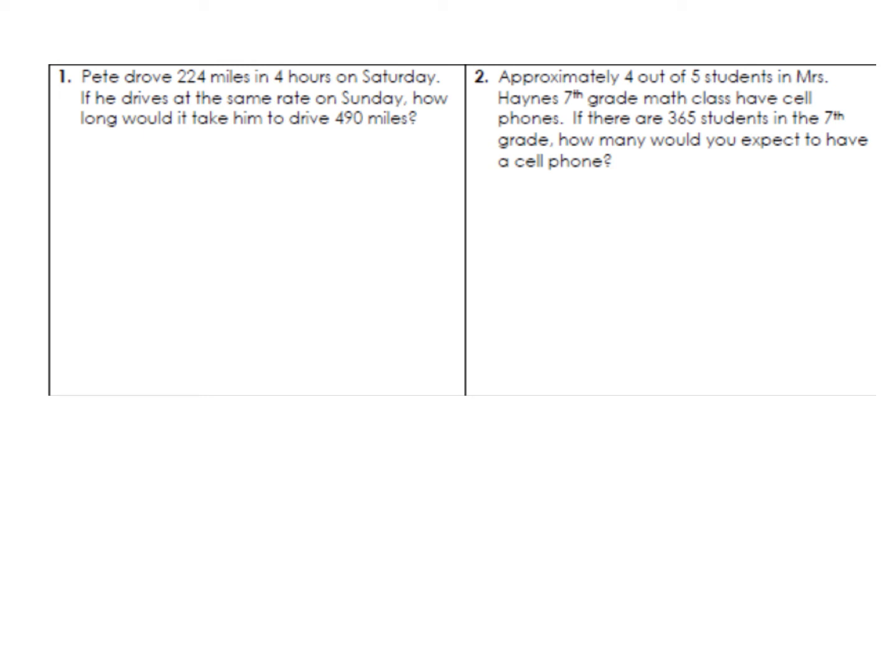Pete drove 224 miles in 4 hours. So I'm going to do that first. 224 miles in 4 hours on Saturday. If he drove the same rate on Sunday, how long would it take him to drive 490 miles? So first thing I'm going to do is I'm going to find our unit rate. So 4 divided by 4 is going to give me 1. So let's do 224 divided by 4. And that's going to give me 56.